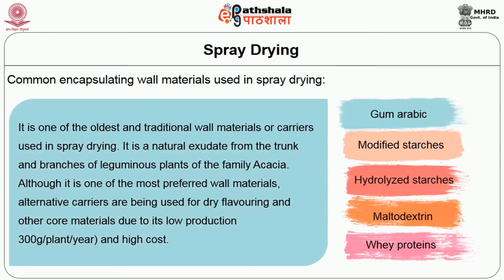Gum arabic acacia is one of the oldest and traditional wall materials or carriers used in spray drying. It is a natural exudate from the trunk and branches of leguminous plants of the family Acacia. Although it is one of the most preferred wall materials, alternative carriers are being used for dry flavoring and other core materials due to its low production and very high cost.